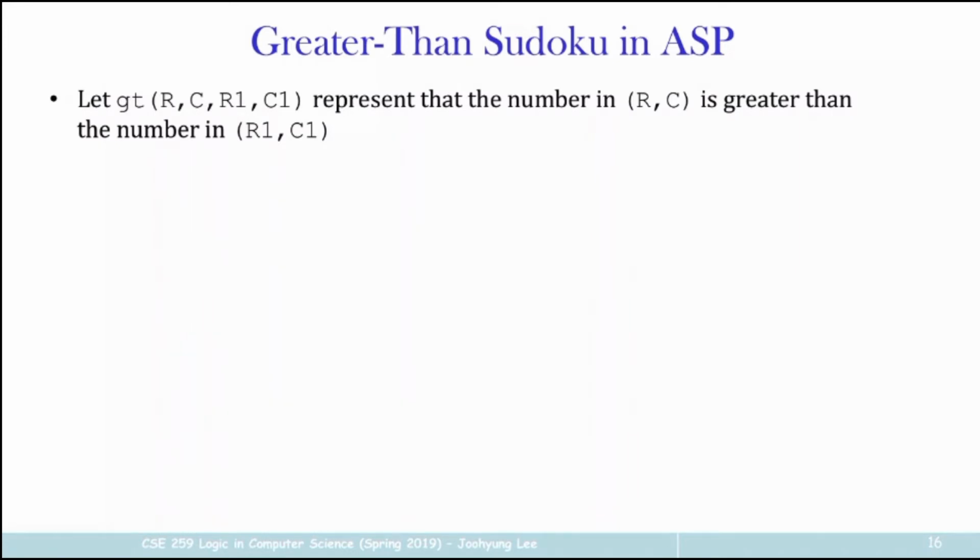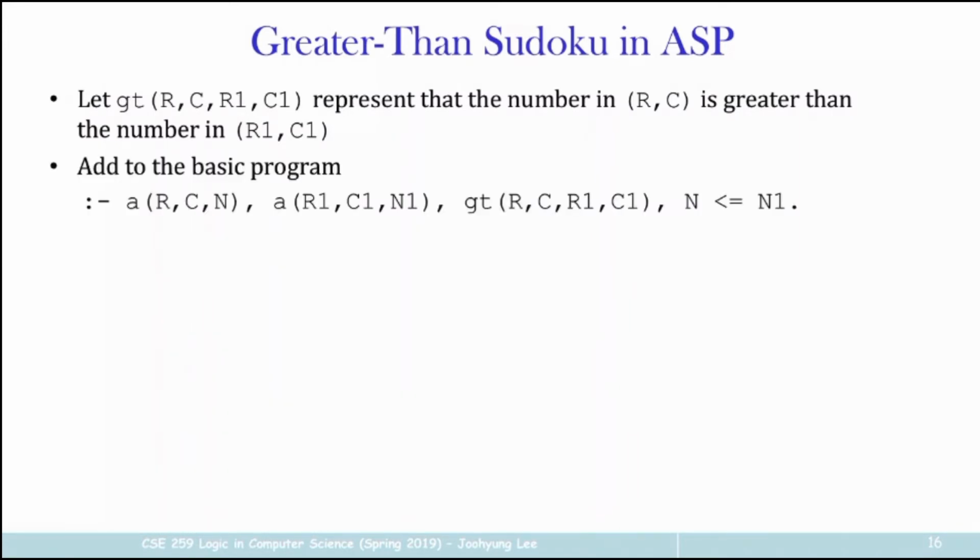All right, so what we are going to add is having this instance given, okay? This input is given. What we are saying is, if R, C has number n, and R1, C1 has value n1, but n is less than or equal to n1, which violates this greater-than relation, then it violates the constraint. Then you're done. There's only one rule that you write to solve this problem.